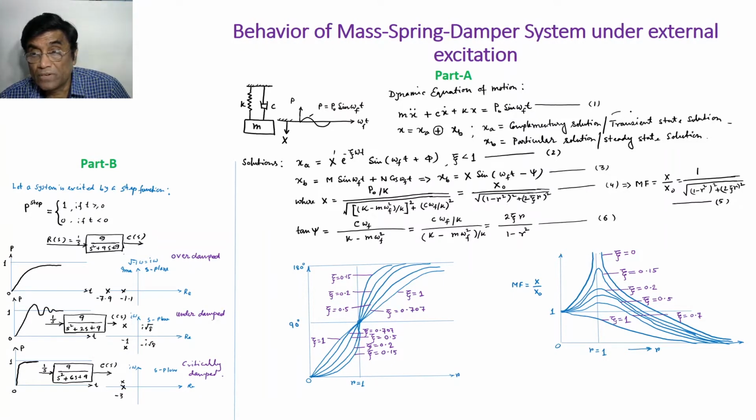In control terminology, it is very interesting. This is called the transient state solution or transient state response. And the other one is the steady state solution or steady state response of the system. So again, I will not go into detail. The solutions I am directly writing.